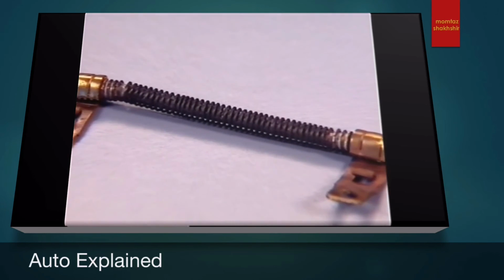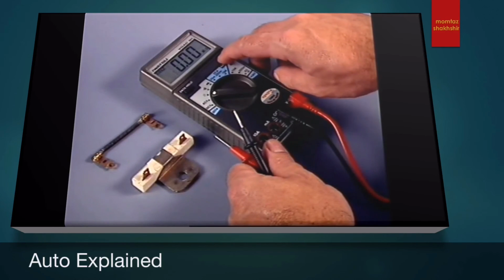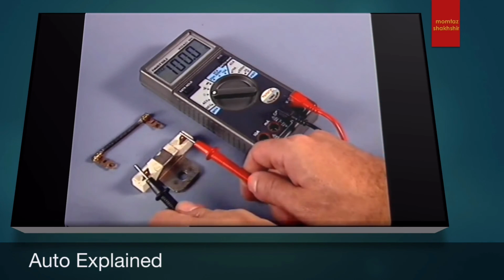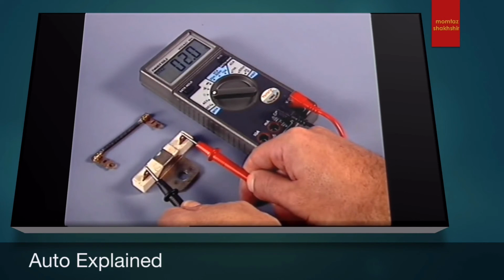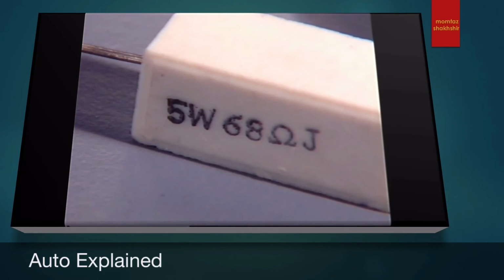heat. Resistance is measured in ohms, represented by a Greek letter omega, and so resistors are rated in ohms as well, to indicate how strongly they will oppose any current flowing through them. Resistors also have a wattage rating. This is because resistors work by converting some of the electrical energy passing through them into heat.